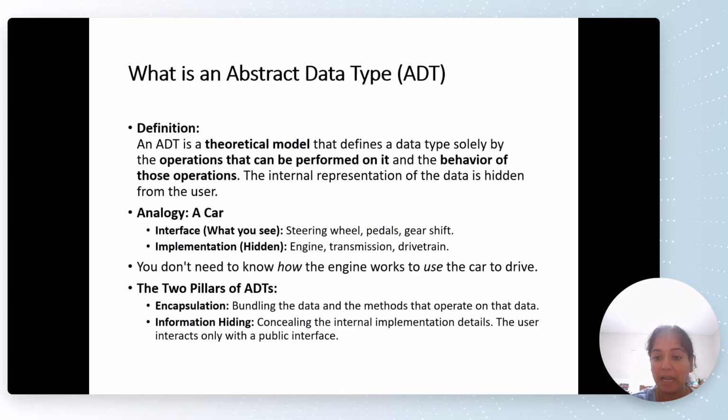For abstract data types, there are basically two fundamental object-oriented concepts which we use. That is encapsulation and information hiding. Encapsulation, we discussed earlier also, is binding data and methods in a single unit so that we can operate on the data. And information hiding is hiding the implementation details from the user. The user just sees the interface provided to it, but the implementation detail is hidden from the user.